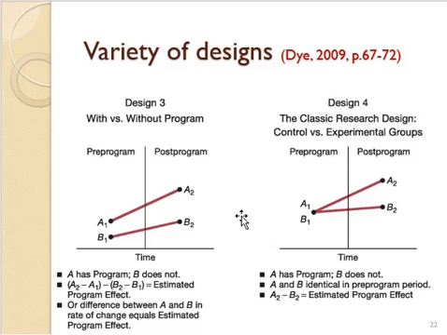And then after getting all those estimates, you get the estimated effect of A2 minus A1, which was with the intervention, minus the difference of B2 and B1, which was without the program, and then you can get an estimate of your impact. In another design, you can have the classic research design, which involves an actual experiment. I mean, you have control and experimental groups that you can indeed test from the beginning.